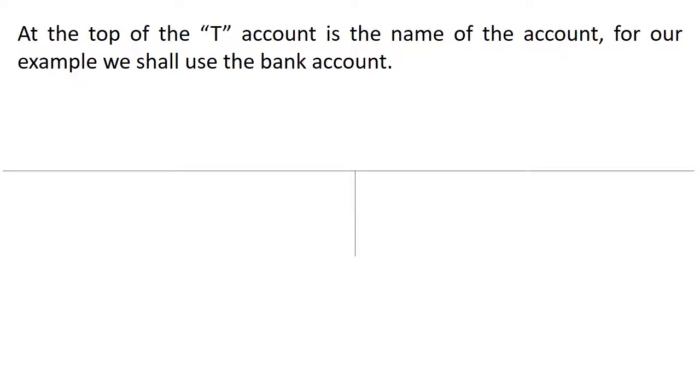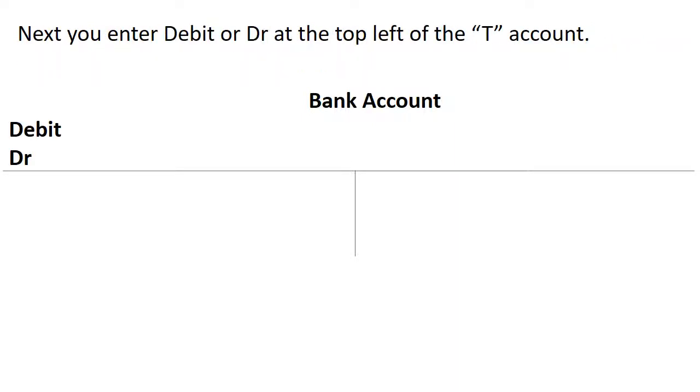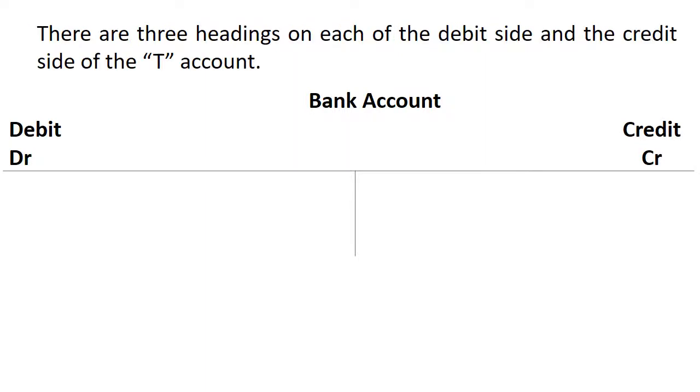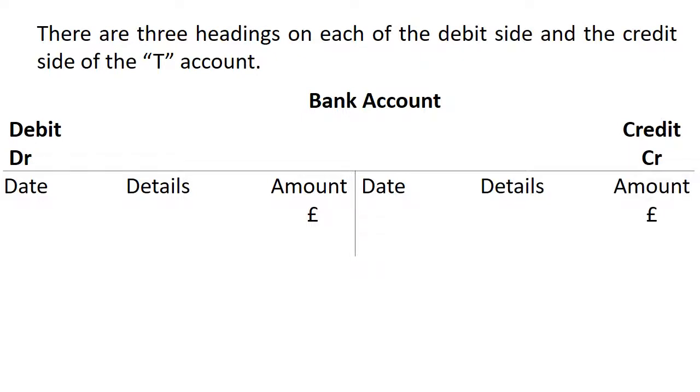For our example we shall use the bank account. So at the top of the T account in the middle we write bank account. Next you enter debit or DR at the top left of the T account. Next you enter credit or CR at the top right of the T account. There are three headings on each of the debit side and the credit side of the T account. First we have date, then details, and then amount. Then on the credit side we have date, then details, and then amount.